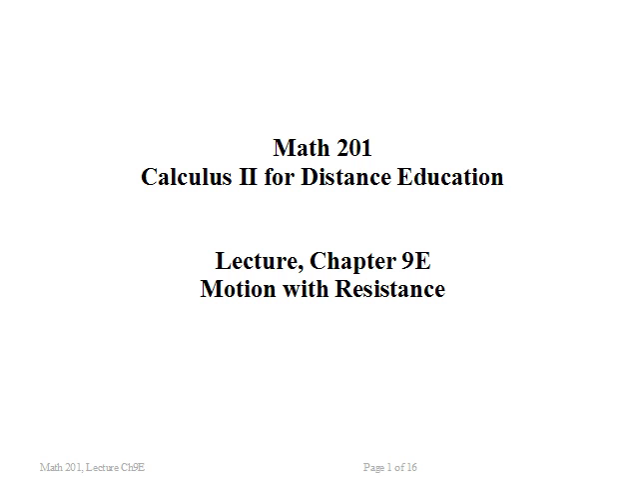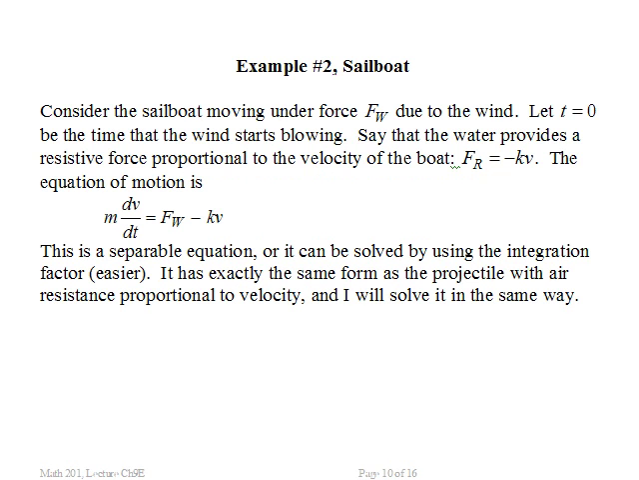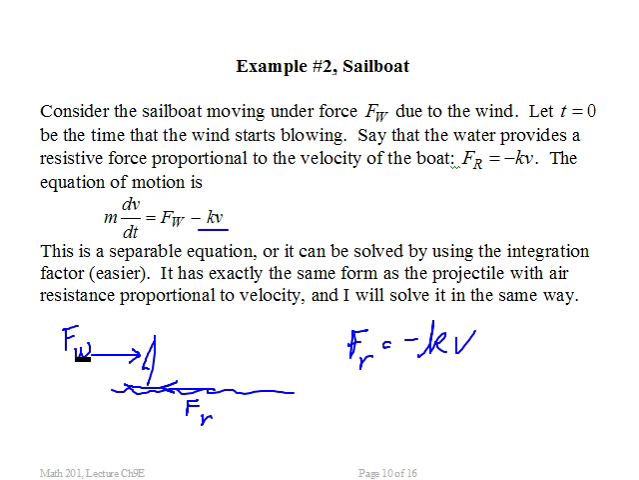This is Lecture 9E on the motion of sailboats and on coasting problems. Here's the water, here's a boat with a sail in it, and we have the wind blowing on it, and that provides the force due to the wind. But there's a resistive force in the water, and the faster we go, the more it resists us, and that's why we use this model. So we're choosing the model F equals minus k times v. The resistive force is proportional to the velocity.